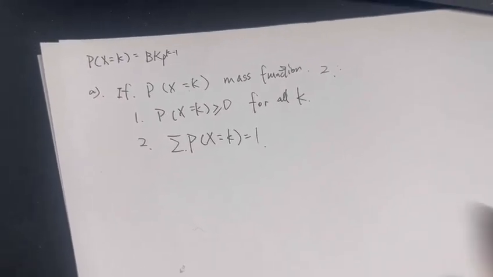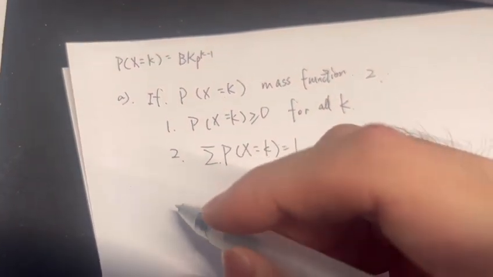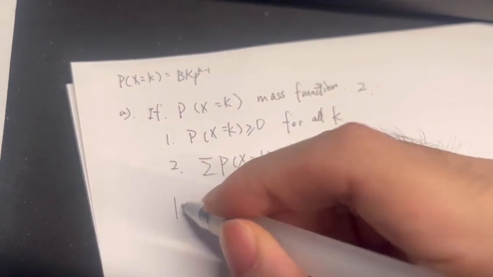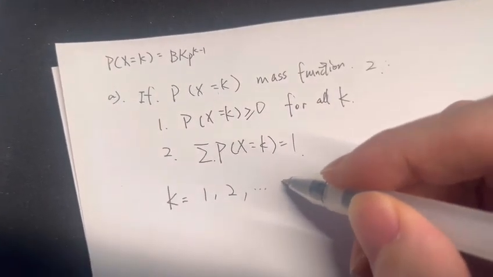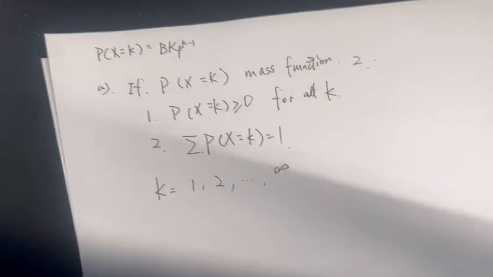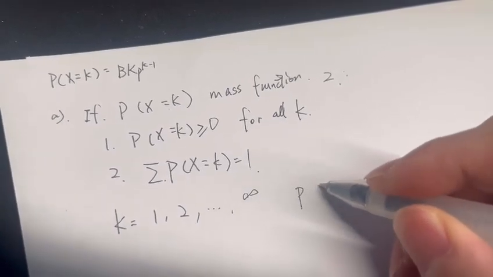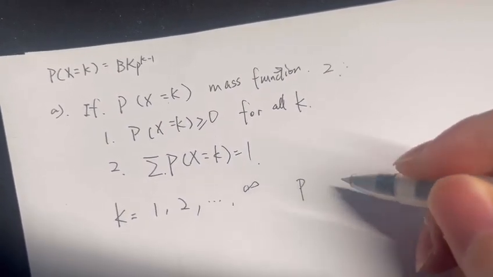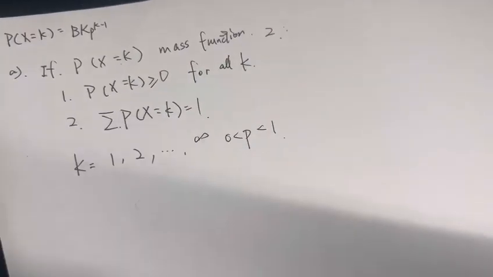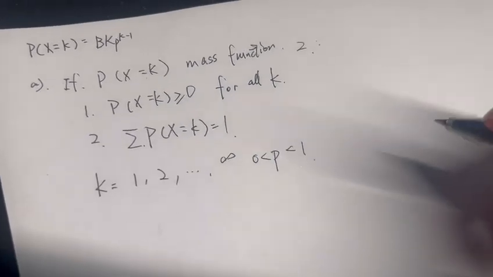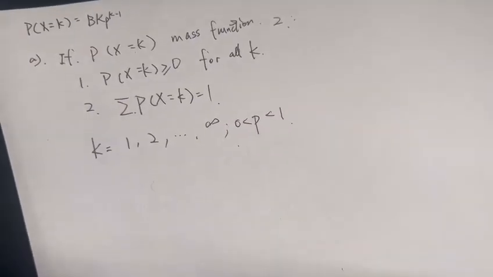For the first condition, it's very easy to prove. Since k is defined as 1 or 2 or 1 to infinity, it's a positive integer. And p is also defined as larger than 0 and smaller than 1, so it is also positive. So if b is larger than 0, then the first condition will be satisfied.